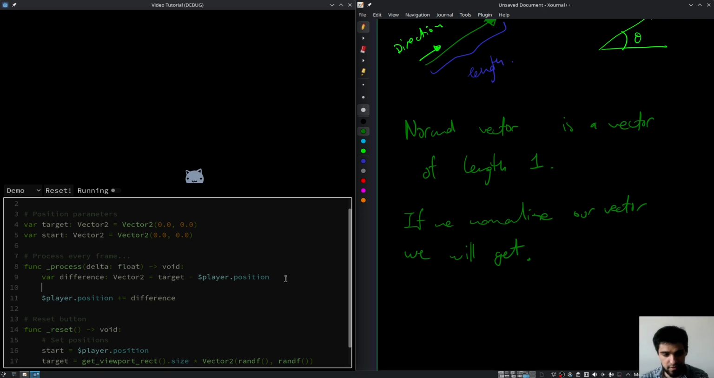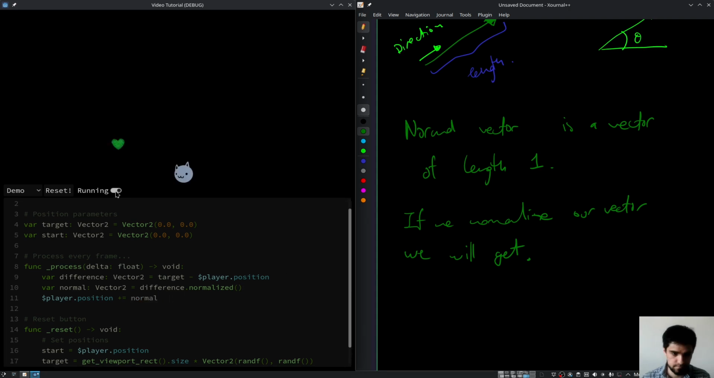So this is something we can do directly. I can write var the normal vector, which is going to be a Vector2. And that's going to be my difference normalized. And so now if I do this, it's going to start moving in that direction, right? And it's moving by 1 pixel every frame in this case, because it's a vector of length 1.